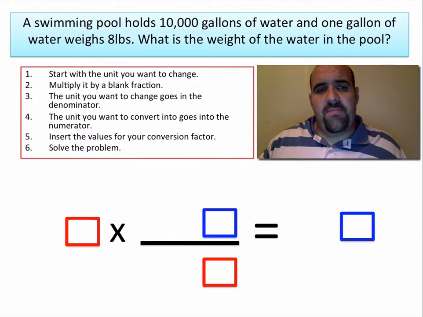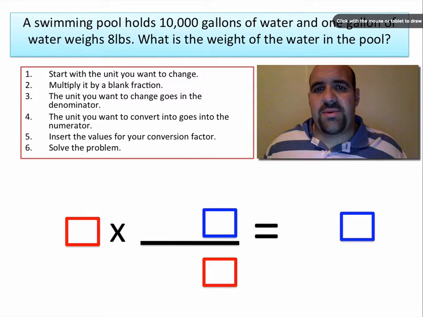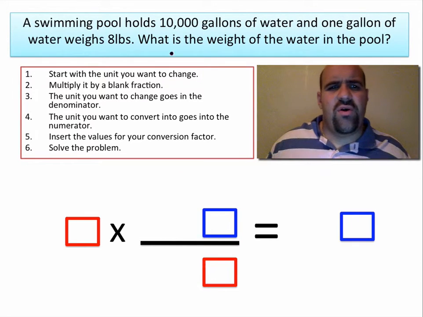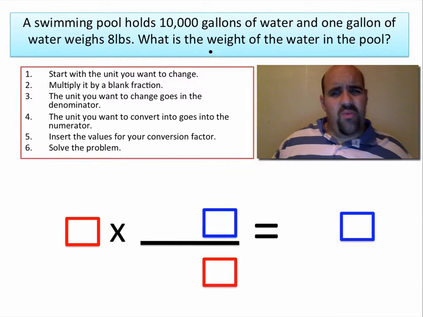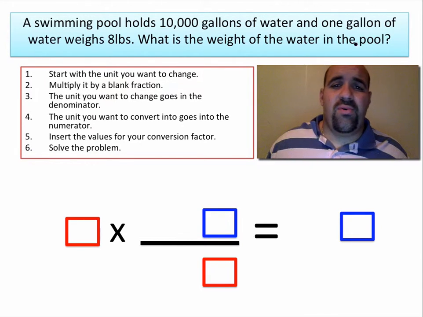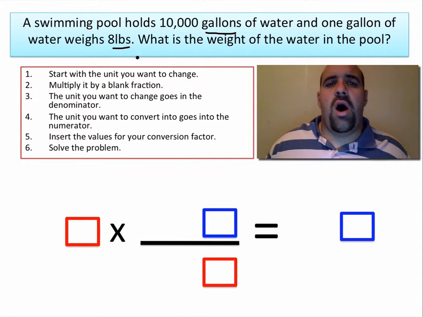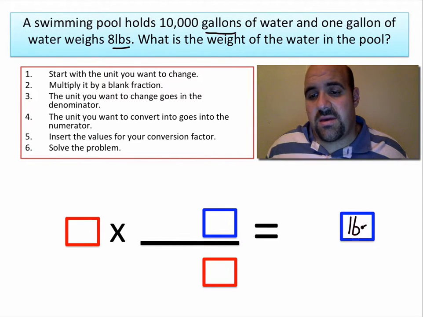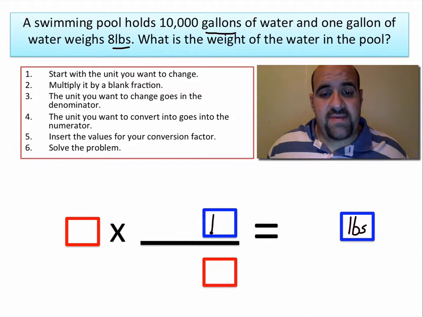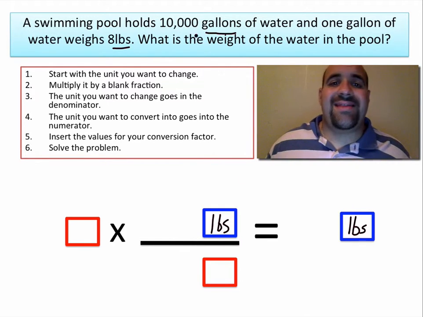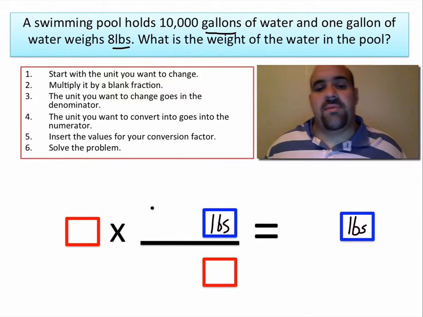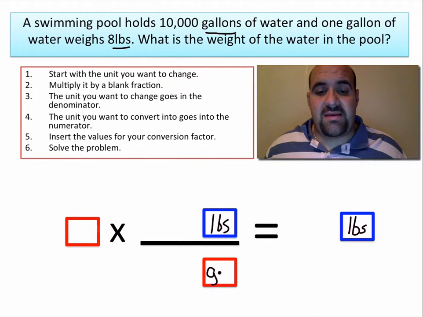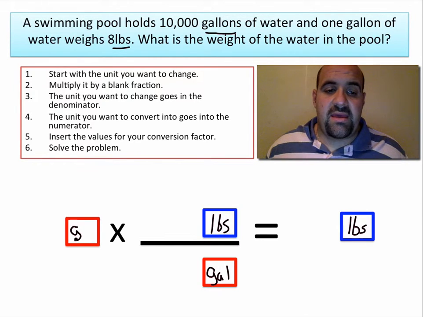And let's do one more problem. A pool holds 10,000 gallons of water, and 1 gallon of water weighs 8 pounds. What is the weight of water in the pool? So I want to know the weight of the water in the pool. So I have gallons and pounds. The final answer has to be a weight, so I know this has to be in pounds. If that's pounds, I know this also has to be pounds. Essentially, I'm converting 10,000 gallons into pounds. So this is going to be gallons, and this is going to be gallons.